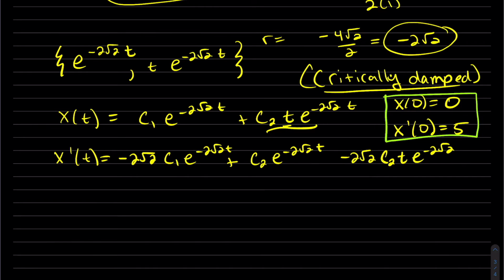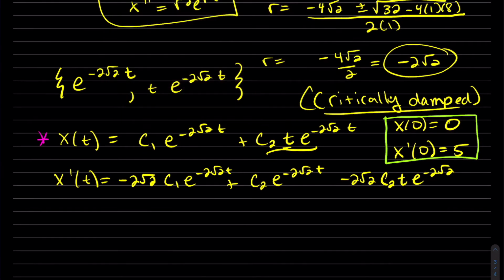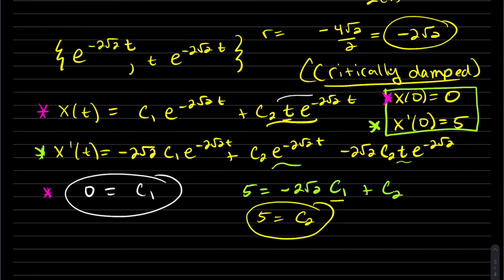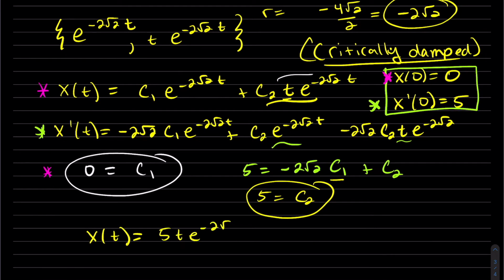Okay, let's plug this in. x of 0 is 0, so this one will go to 0. And for our second equation, all the t's go to 0. This goes to 0. Minus 2 root 2 c1 plus c2. Those exponents go to 0, and we already have our c1 as 0. There we go. So this is our motion function.